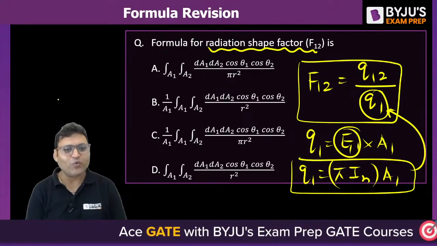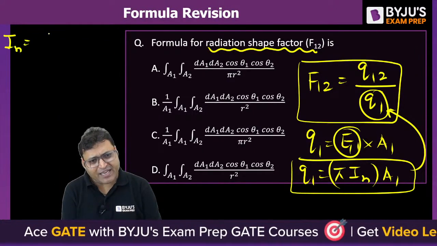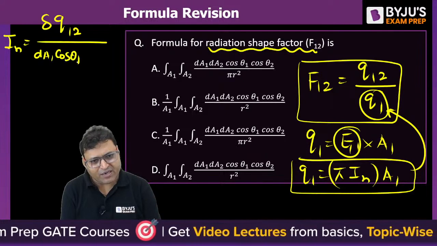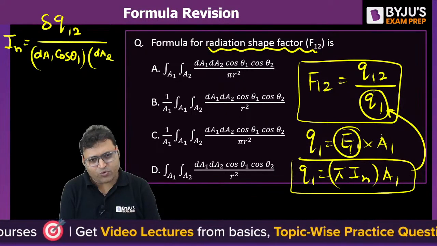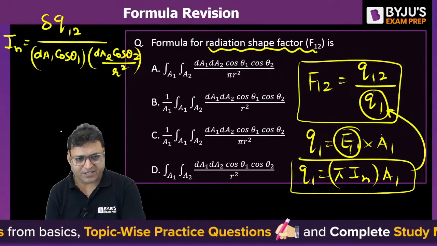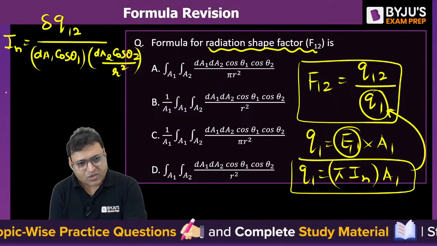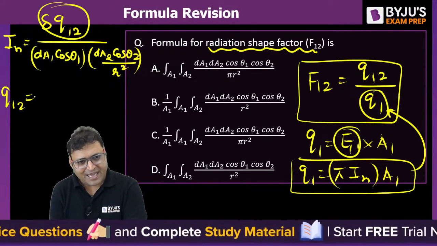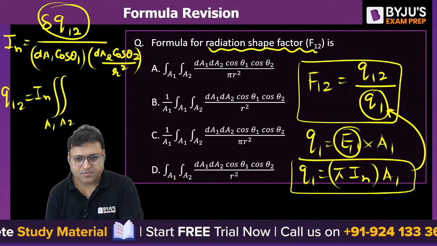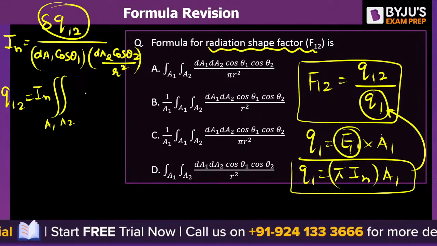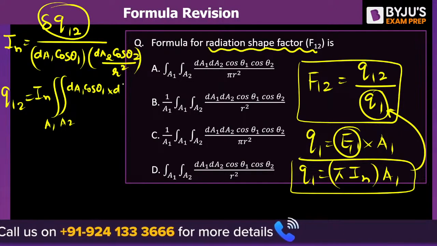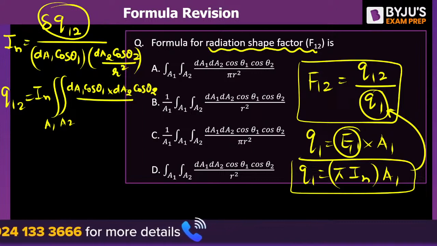And how to find out Q12? Intensity of radiation is given by delta Q12 divided by dA1 cos theta 1 into dA2 cos theta 2 by R square. This is the intensity of radiation. So if we want to find Q12 from here, then it will be intensity multiplied by double integration over A1 and A2 of dA1 cos theta 1 into dA2 cos theta 2 upon R square.